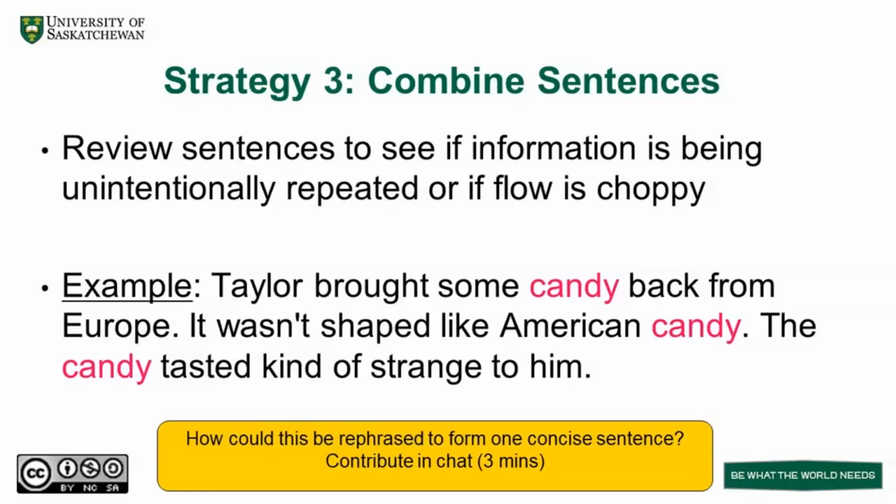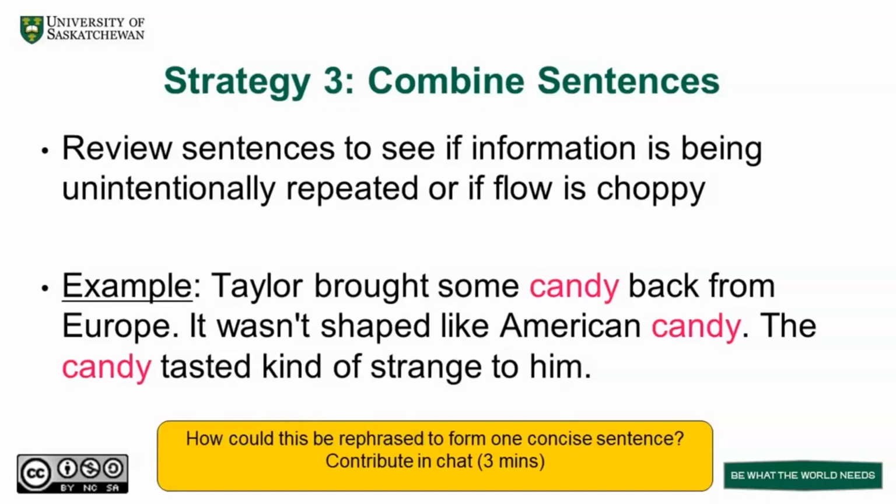My ask of you is to try and rephrase it into one concise sentence. It reads, Taylor brought some candy back from Europe. It wasn't shaped like American candy. The candy tasted kind of strange to him. I'm highlighting where we have some perhaps unintentional repetition in that sentence. How could you rephrase this to form one concise sentence out of 3? Let's take 2 or 3 minutes, contribute in the chat before we look at our fourth and final strategy.